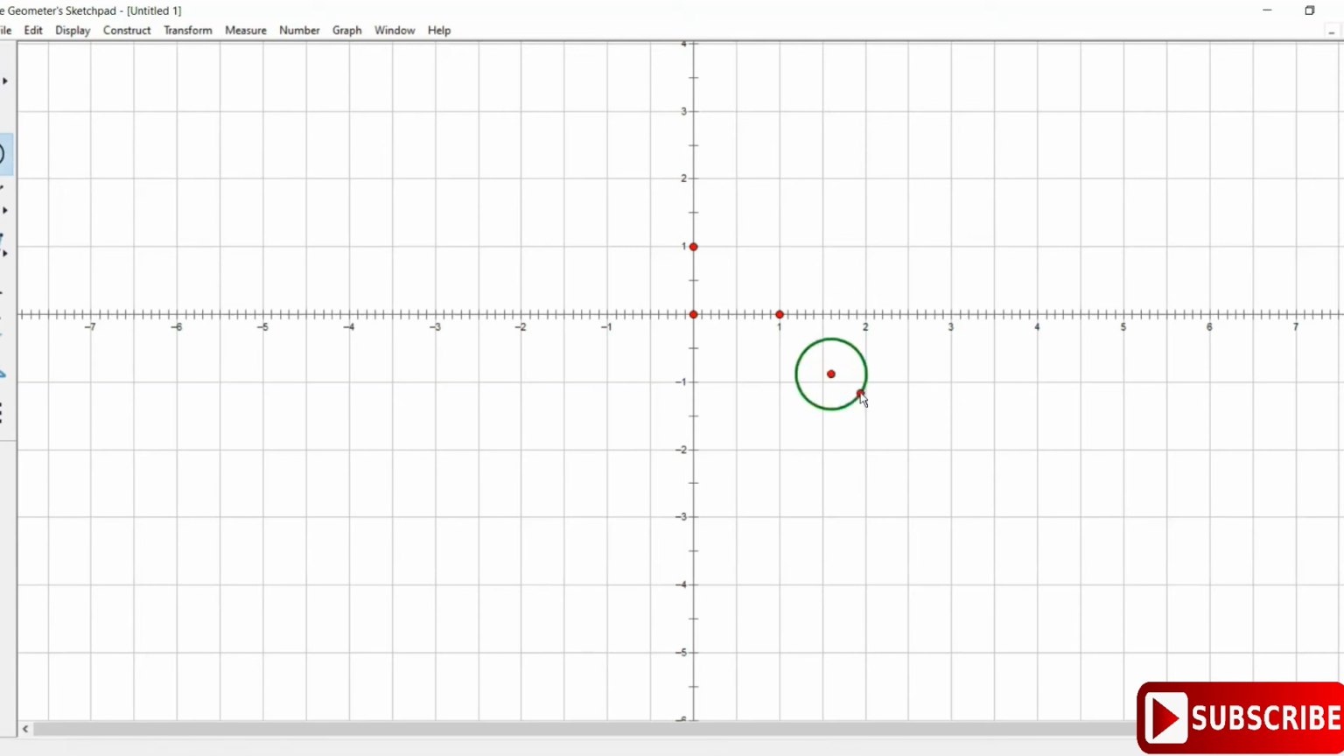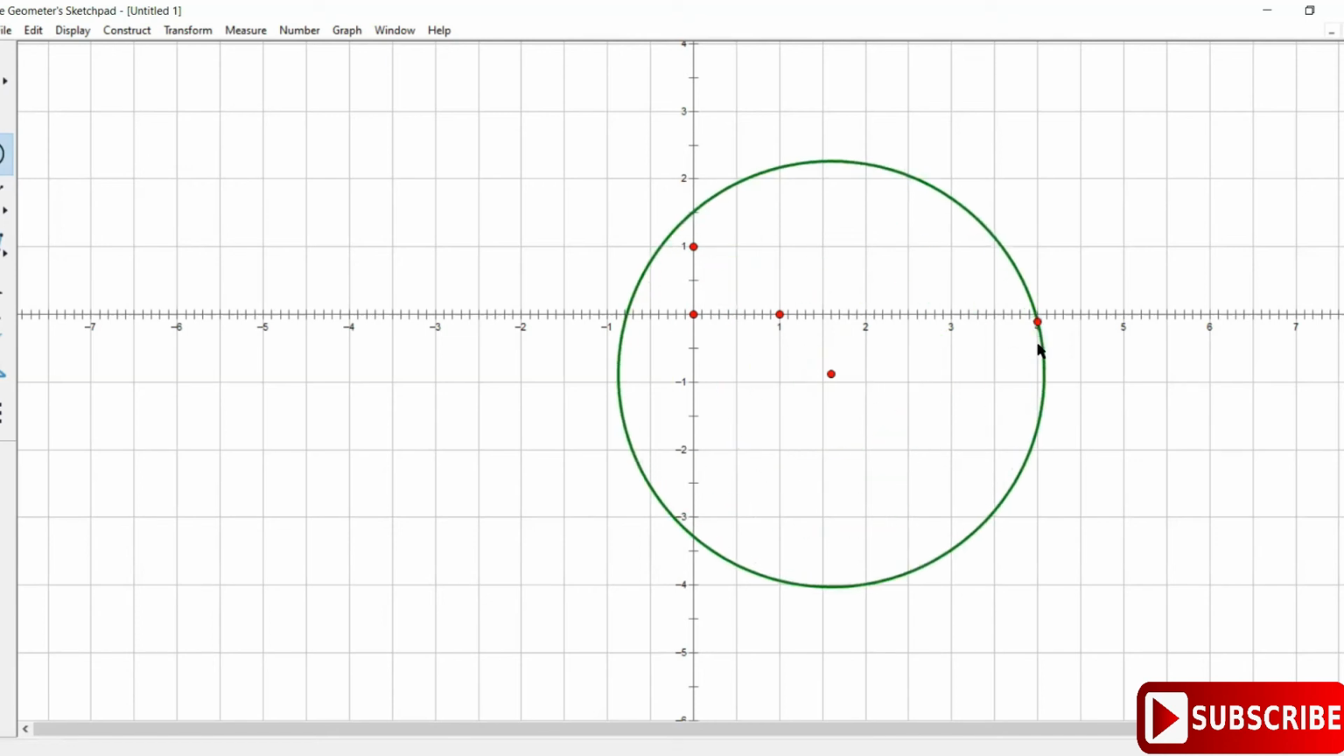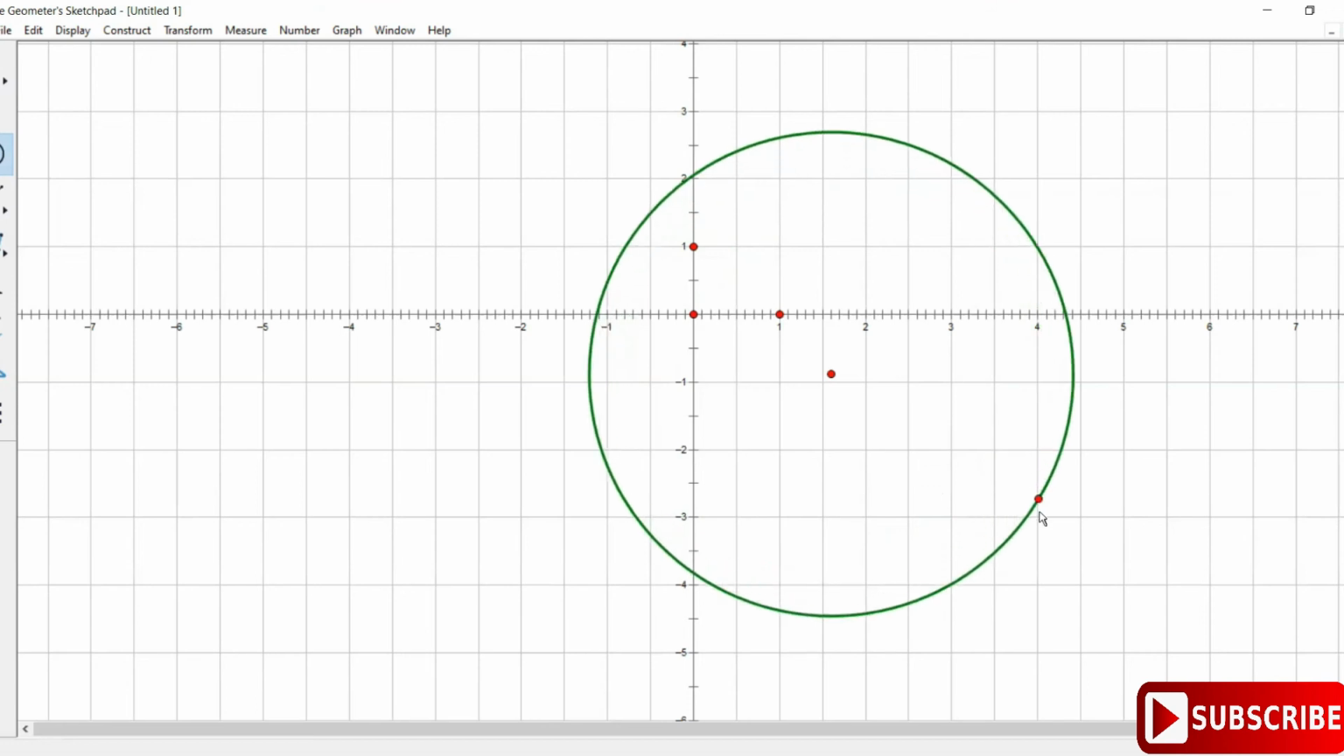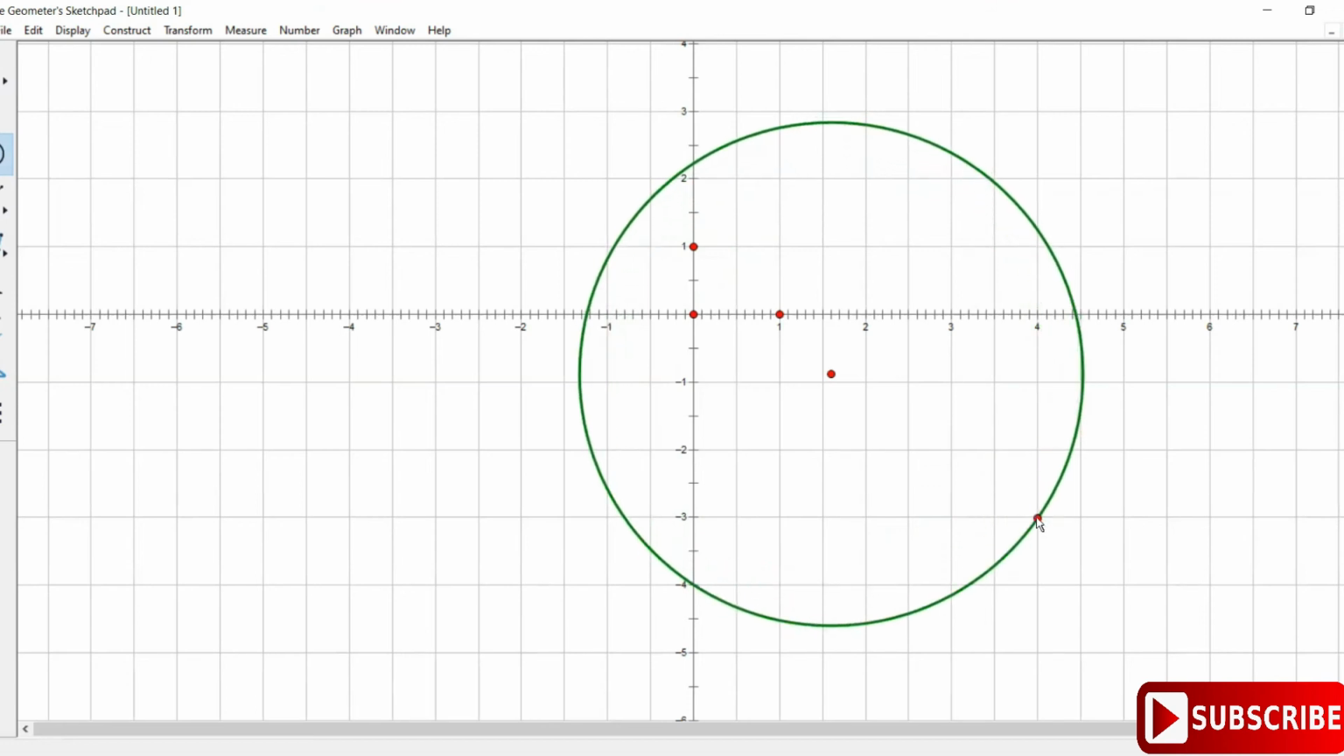Now this is a circle and we want a circle that passes through A. A is the point 4, minus 3. This is 4, minus 3. And it should also pass through 3, 2. Where is it? Is it 3, 2 or 2, 3? It should pass through 3, 2.